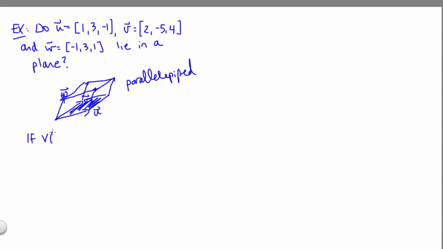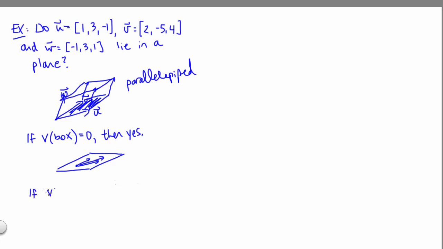I'm just going to call it a box, a slanted box for short here. If the volume is equal to 0, then the answer to the question will be yes. Yes, the three vectors lie in a common plane in that situation. If the box has 0 volume, then the box can be contained entirely within a two-dimensional plane. So I'll just draw a representative sketch underneath this here. Let's say here's vector u, here's vector v. Vector w would lie in that same plane.